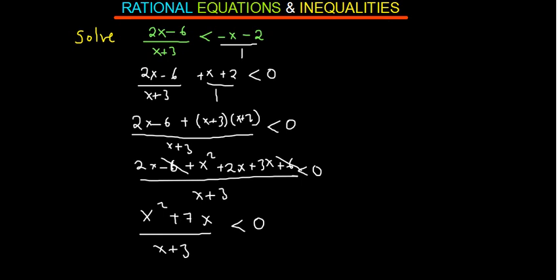So on top, x is common. What am I going to do? I'm going to factorize out x. So let me write this side. So I'm going to say x, open brackets, x plus 7, divided by x plus 3 is less than 0.